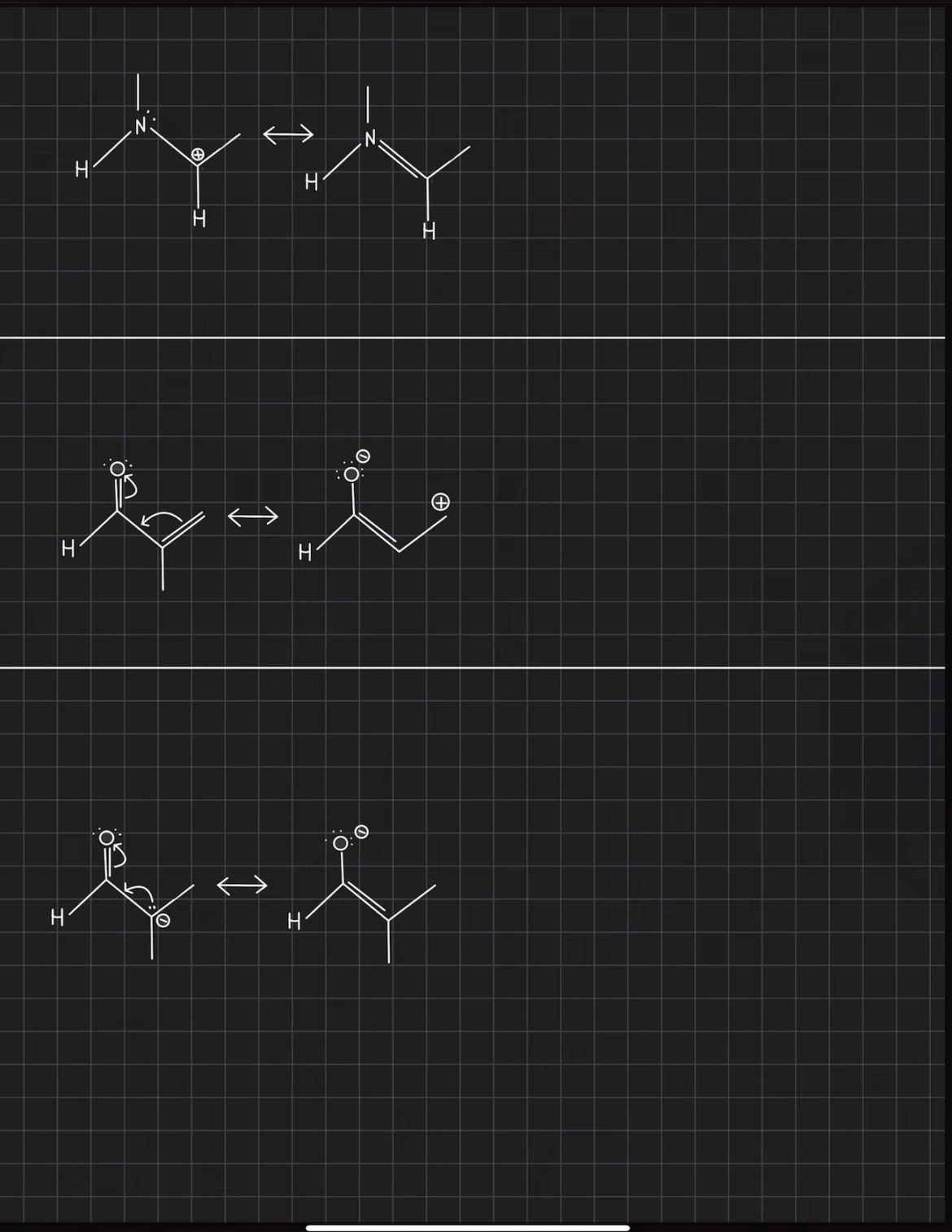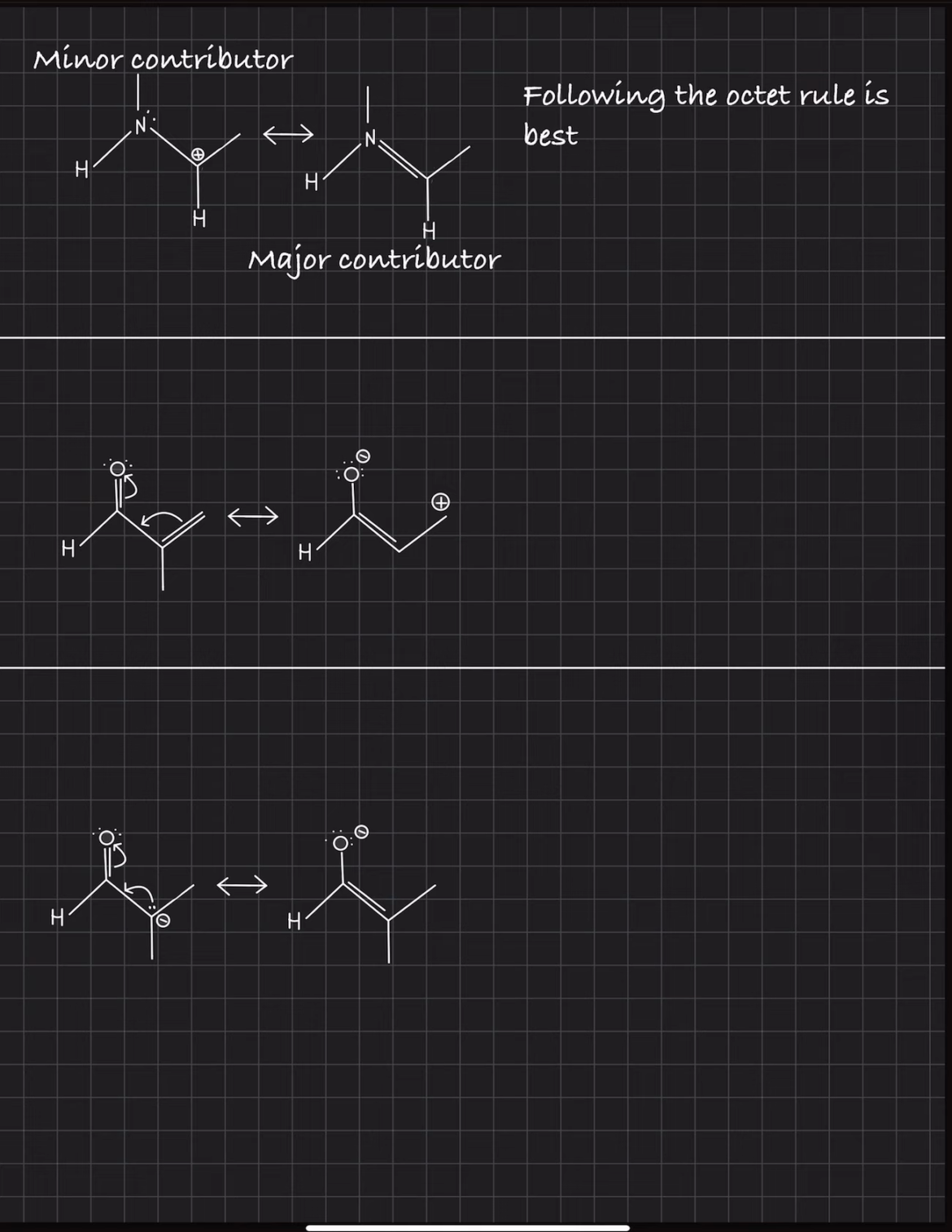But if you take a closer look at the structure on the left, carbon is not fulfilling its octet. If you look at the structure on the right, all of them are fulfilling their octet. So because of that, the one on the right is going to be the major contributor. The one on the left is going to be the minor contributor. And the reason is because following the octet rule is the best. So that is rule number 1.